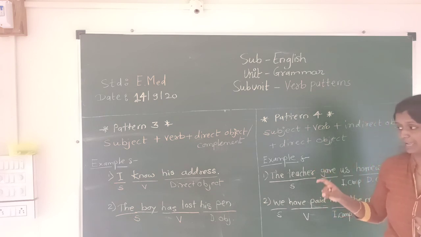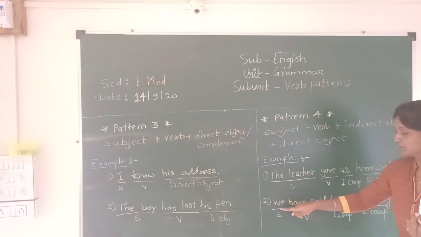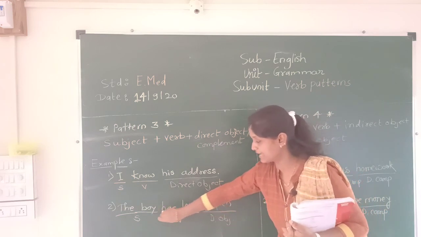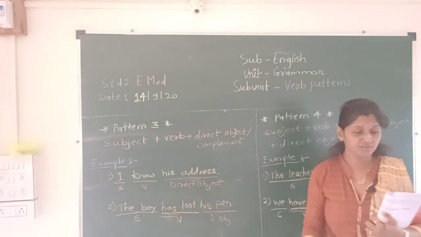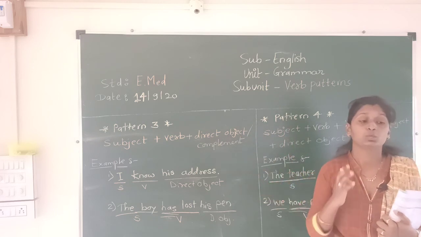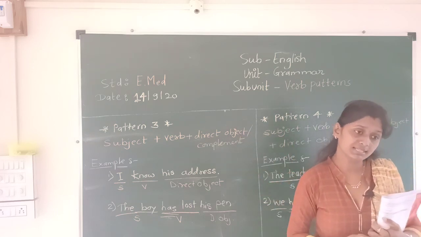Now one more time, see the example. We have paid him the money. We have used have here as an auxiliary verb. Now with the help of pattern 3 and pattern 4, you can make many more sentences.